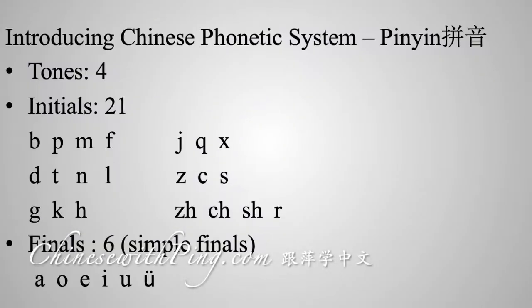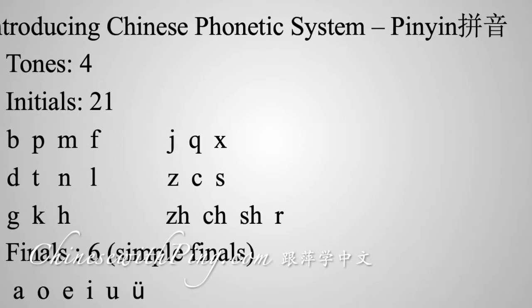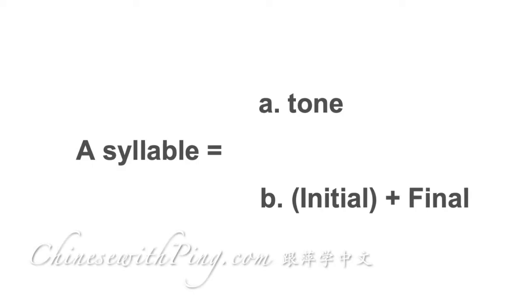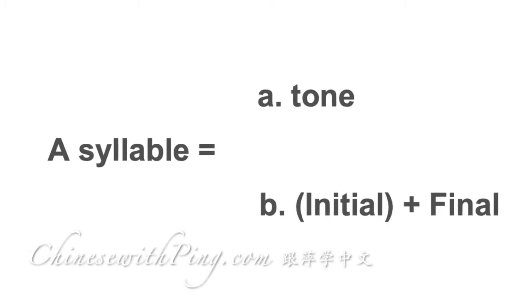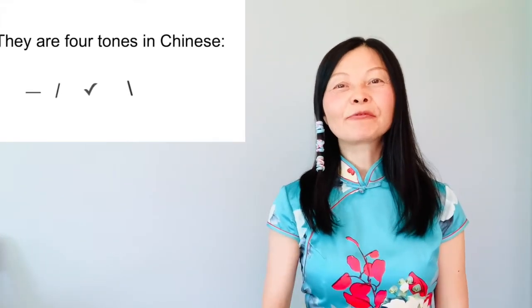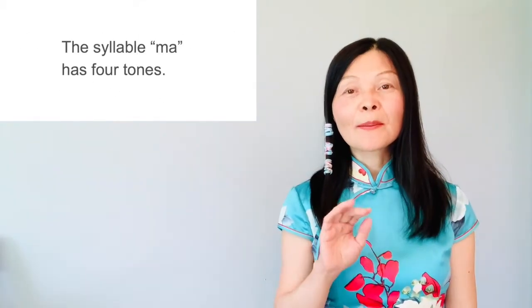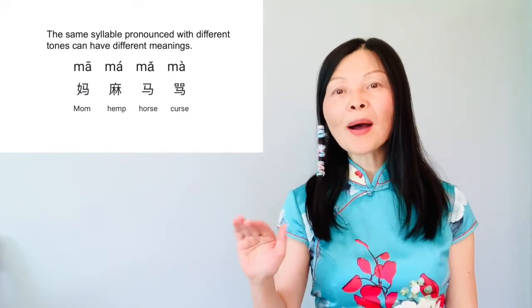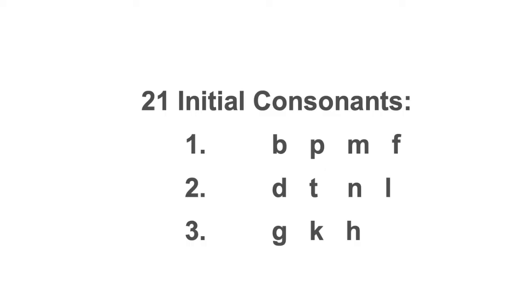There are 4 tones, 21 initial consonants, and 6 simple finals. There are also compound and nasal finals. Each syllable has a tone and has initial and final combined together or just final. First, the tones. There are 4 tones in pinyin. For example, ma, ma, ma, ma. So it's very important to get the correct tone.